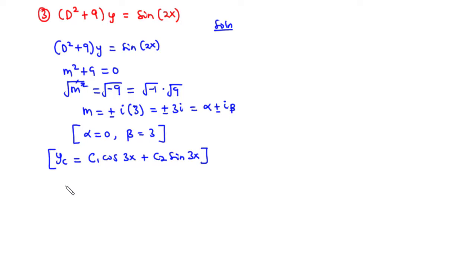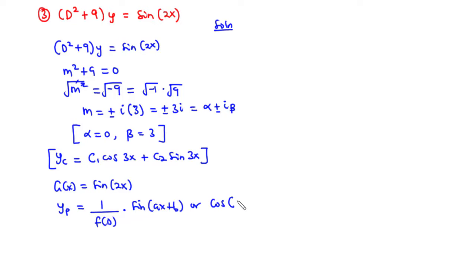Now, for the particular integral, we have g of x giving us sine of 2x. Now, the moment we have either a sine or a cosine function, let's say in the form sine of ax plus b or cos of ax plus b, then you know we are going to put d squared equals negative a squared, d cubed equals d times negative a squared, and so on and so forth.